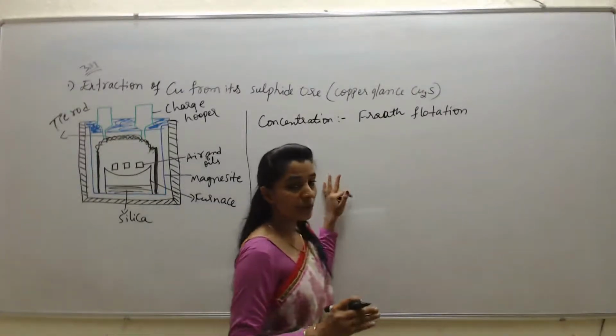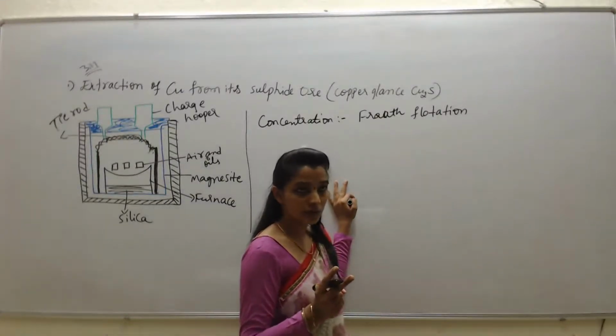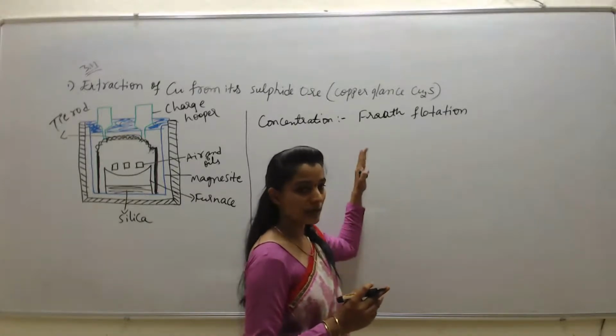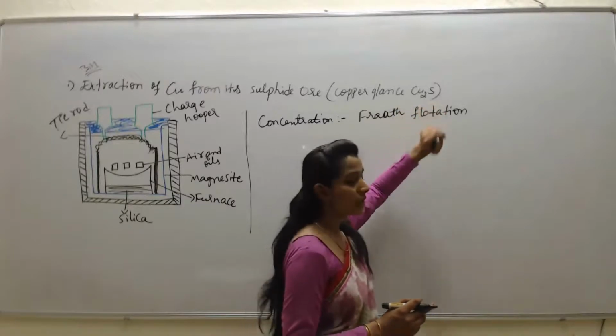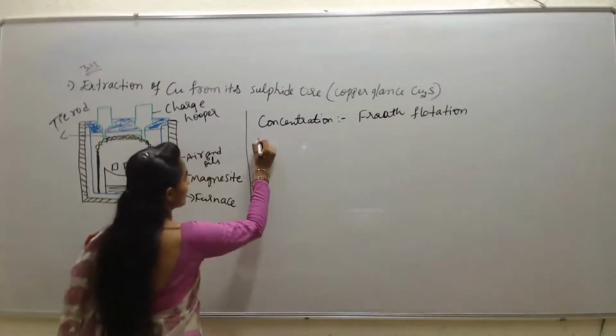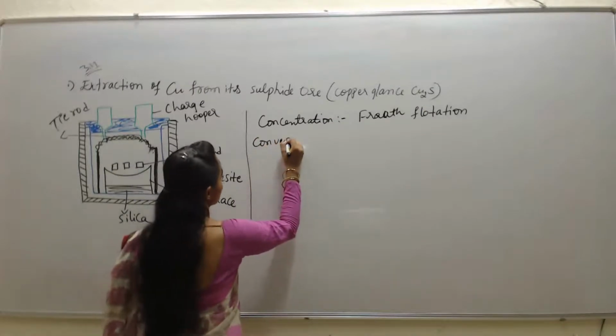Okay, and at the same time, I said if two or more sulfide ores are there, by adding depressants, we can separate them easily. So the best method to concentrate the sulfide ore is the froth flotation process. And the second one, conversion to oxide.